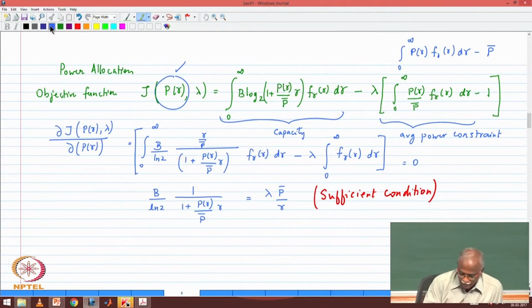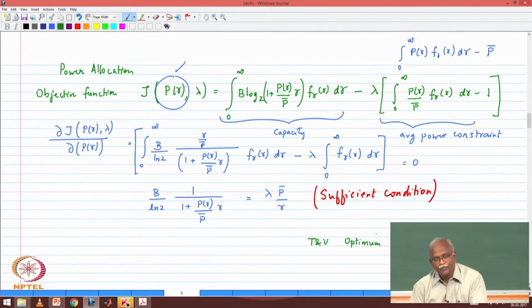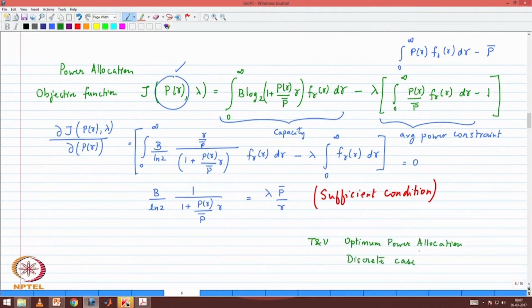However, one of the TAs, Biswajit, actually pointed out that if you look at Say and Vishwanath, the optimum power allocation has been derived not for the continuous case, which is what we are doing, but for the discrete case. Okay, discrete case. So that means you have a finite number of SNRs with probability, and you're trying to find out what's the optimum power allocation.